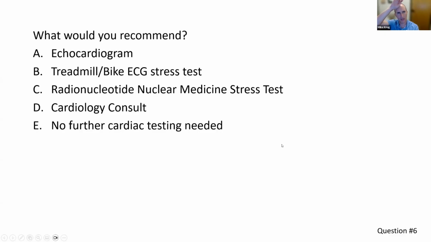What will you recommend? An echocardiogram, a treadmill EKG stress test, or maybe a bike because of her knee, a radionucleotide nuclear medicine stress test, a cardiology consult, or no further cardiac testing needed?